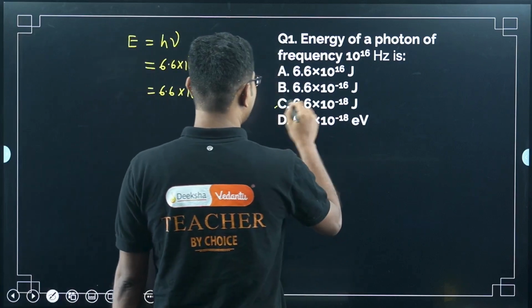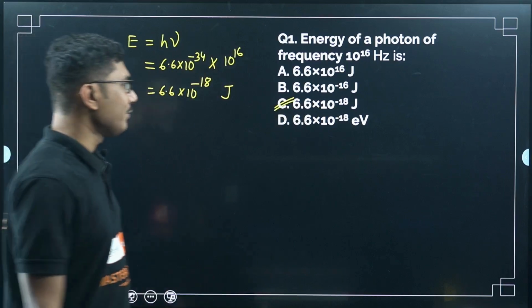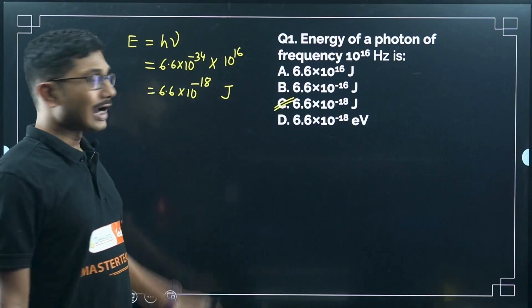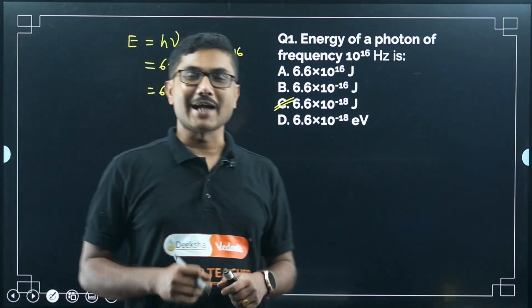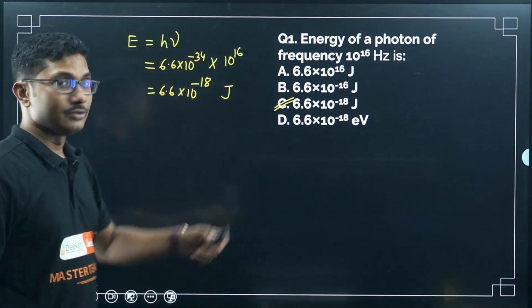So you have to be careful which one is the correct answer: 6.6 times 10 to the power of minus 18 joules. This is not in eV. Be careful. If they ask you to find it in eV, then you have to divide it by 1.6 times 10 to the power of minus 19. This is not in eV. This is in joules. Okay.